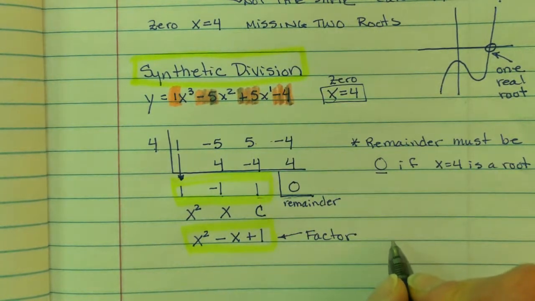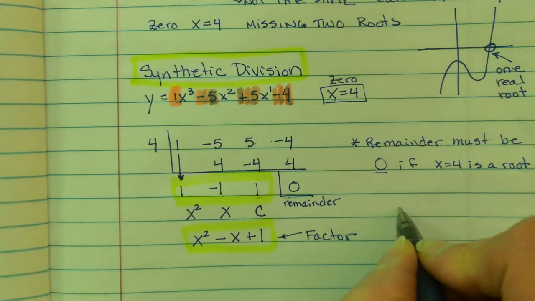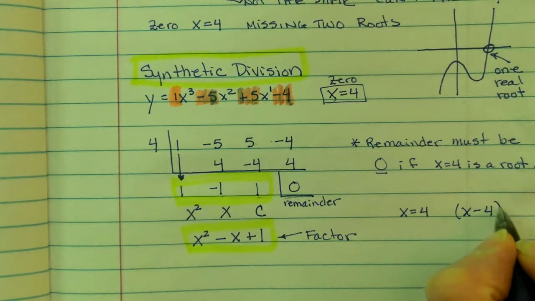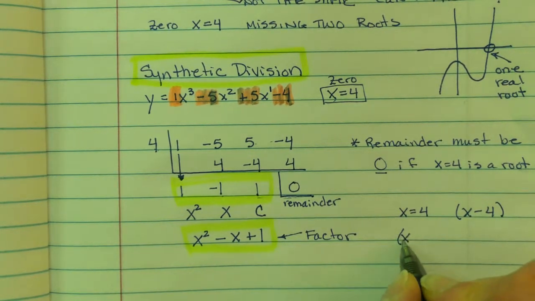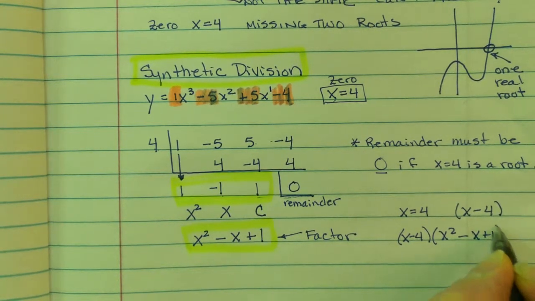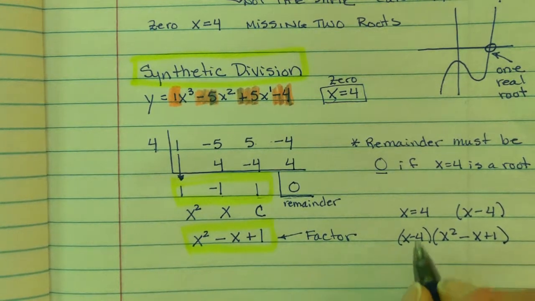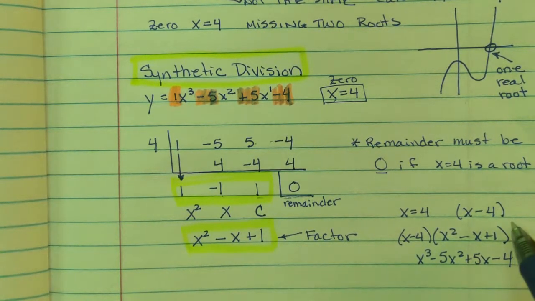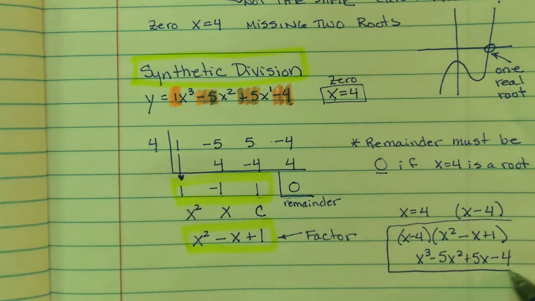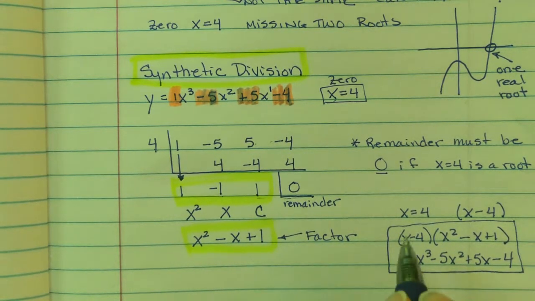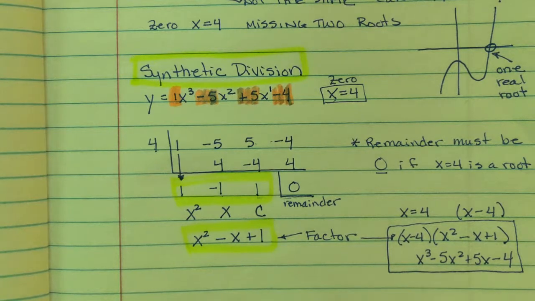So what did I have? I had x equals 4, that means a factor of that is x minus 4. So if I were to take x minus 4 times x squared minus x plus 1, that would give me x cubed minus 5x squared plus 5x minus 4. Okay? So that means that these two, the number on the top and the number on the bottom, are equivalent. These are factors. Okay, that was my original.